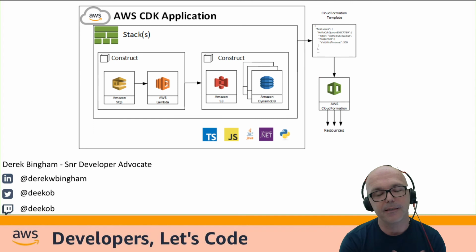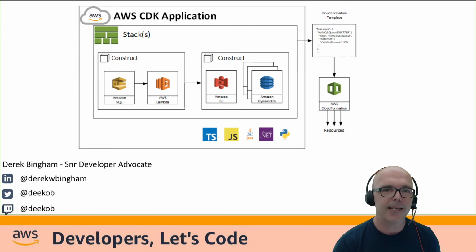This is the diagram I'm showing above my head today. This is what a typical CDK application looks like. There are three levels or layers of abstraction in the CDK. There's the top level abstraction, which we call the application. Inside the application, we have one or many stacks.